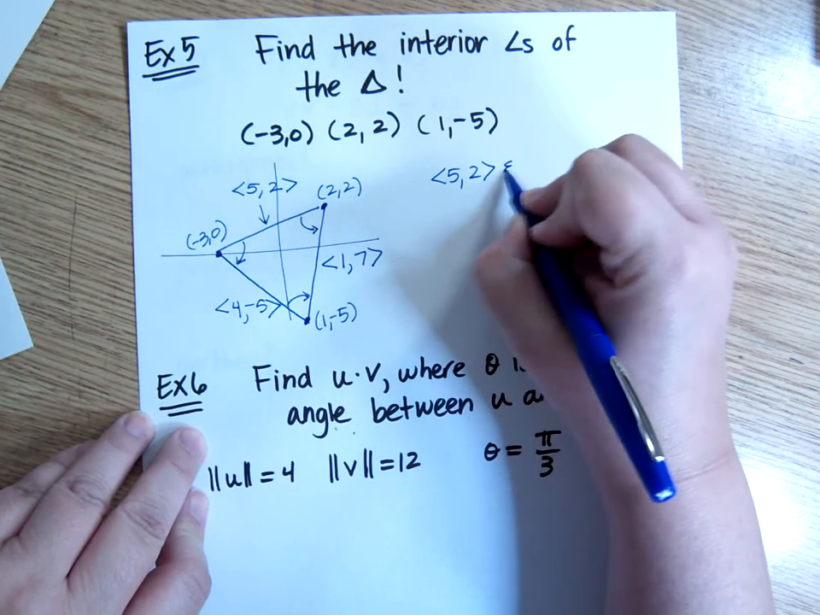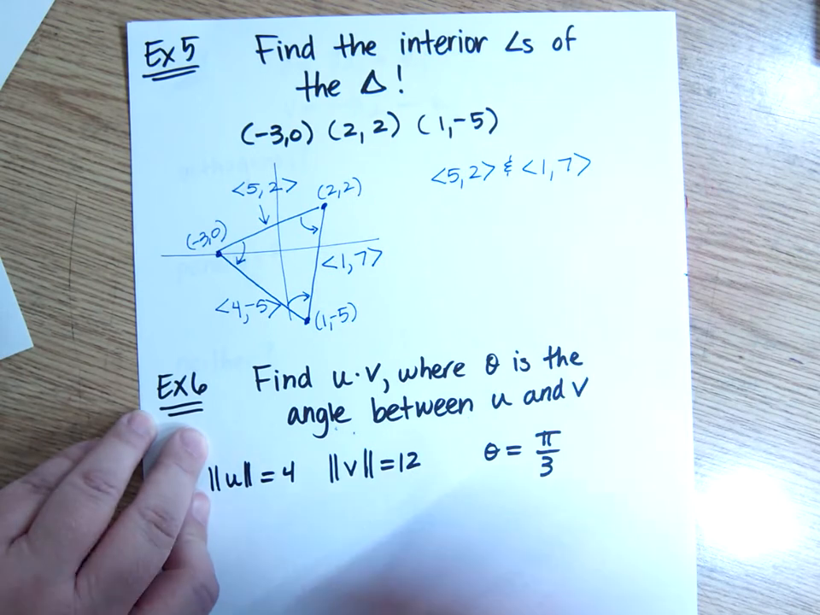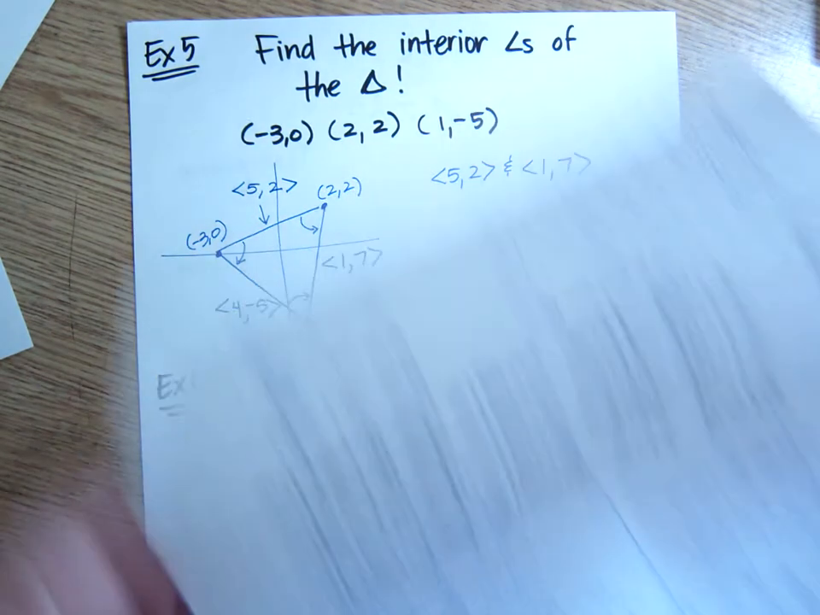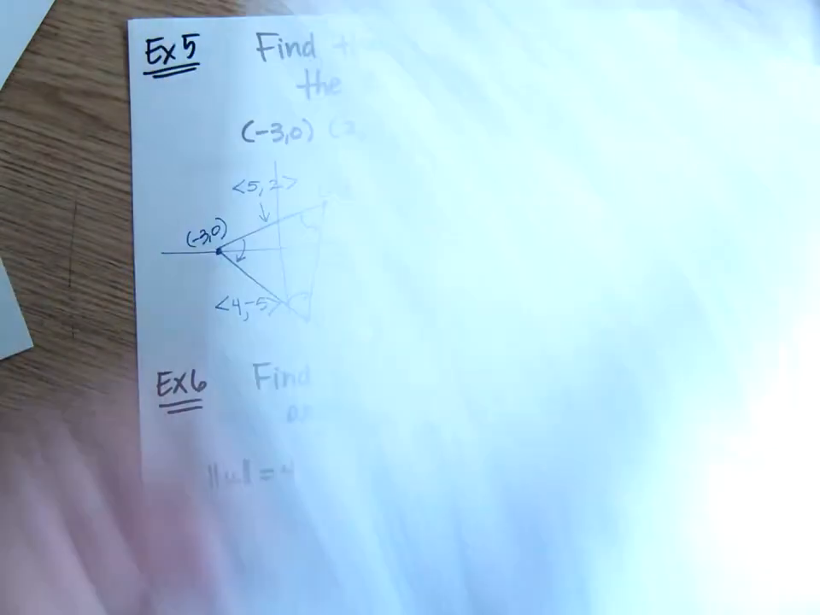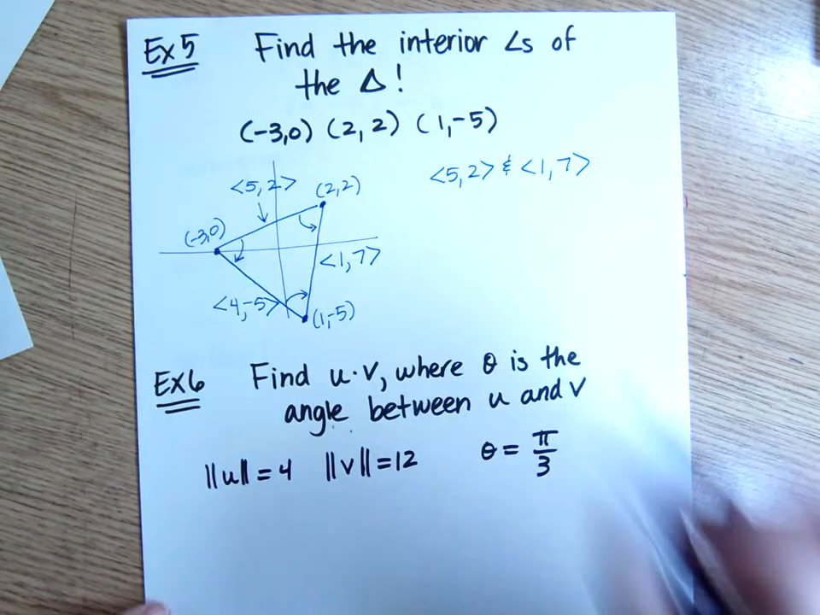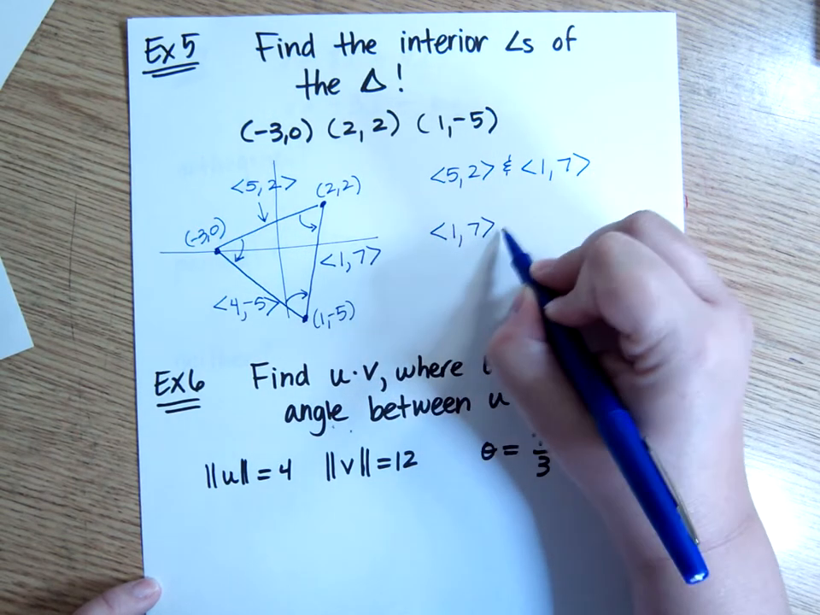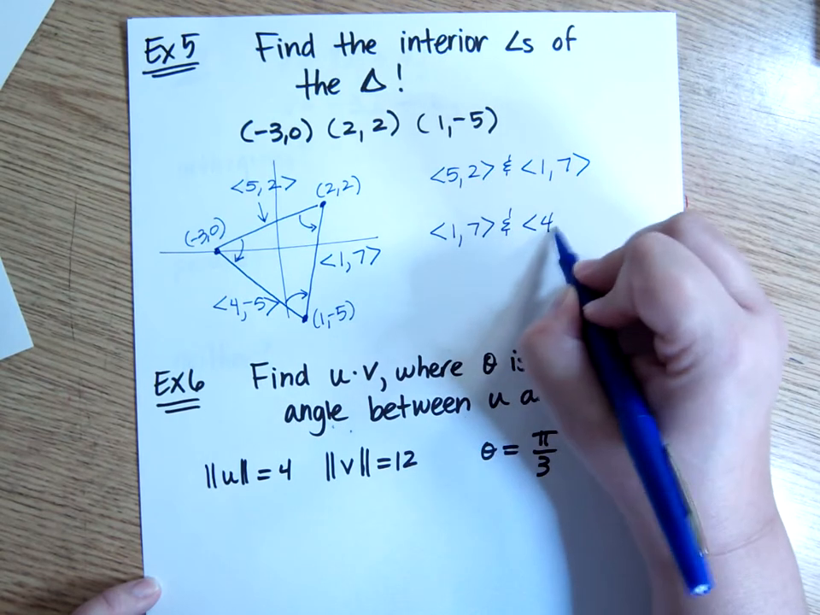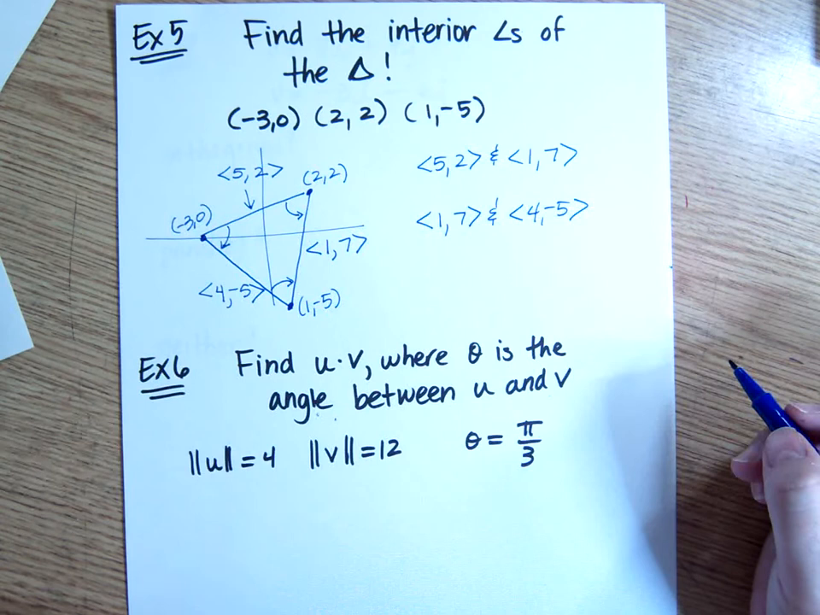So we're finding the angle between this and this, just like we did in example 4. Same exact thing that we just did here. Angle between two vectors. Between these two and between these two. And do we have to go on? Or is there another way to find the third angle?